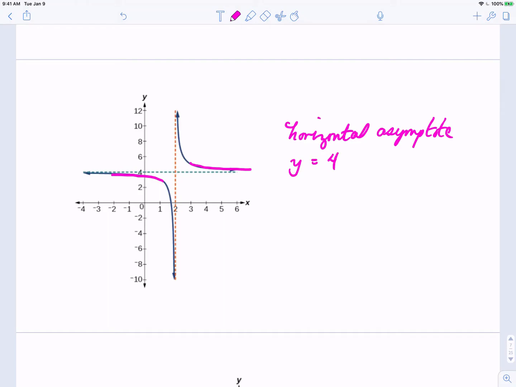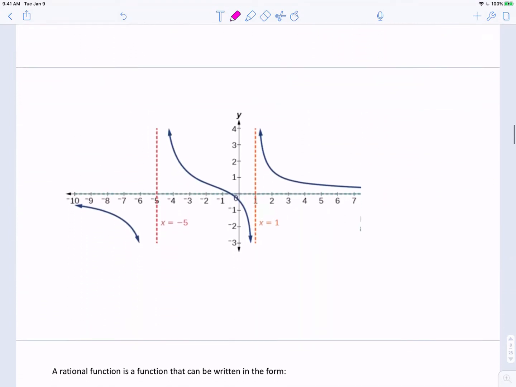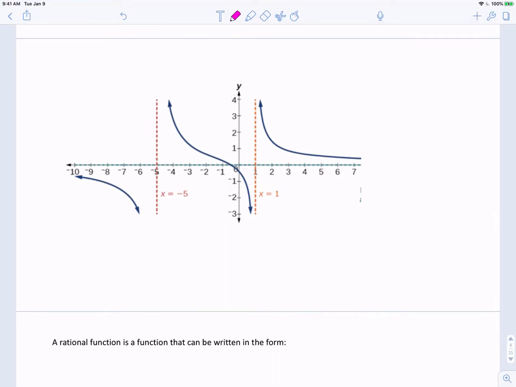So we would say as x approaches infinity, f of x approaches 4, and as x approaches negative infinity, f of x approaches 4. Why don't you take a look at this graph and see if you can identify the horizontal asymptote.